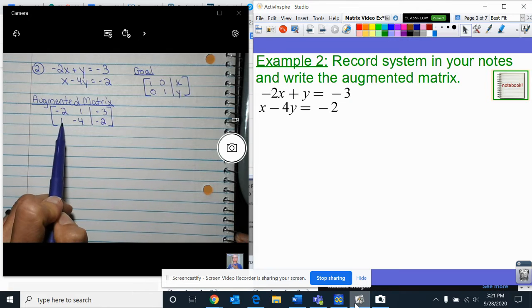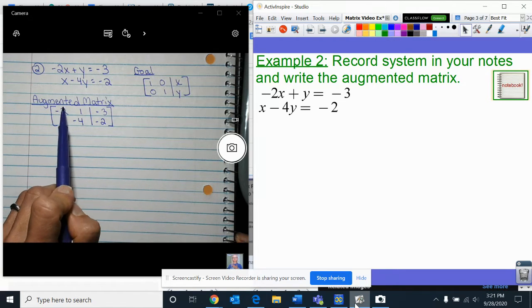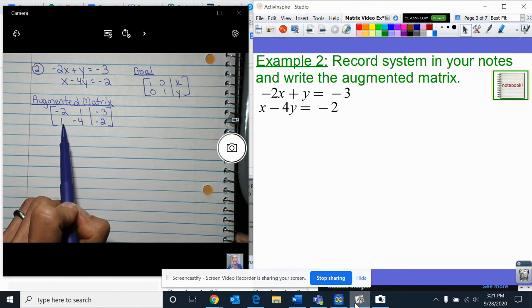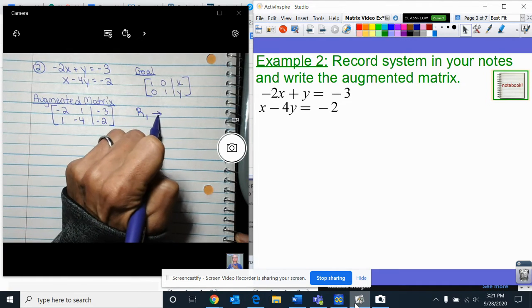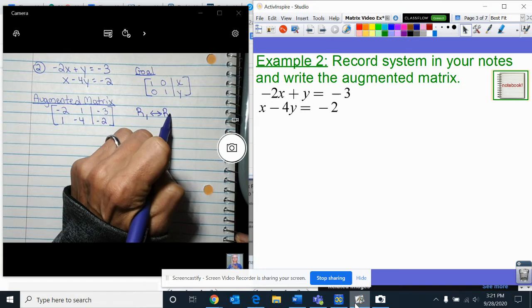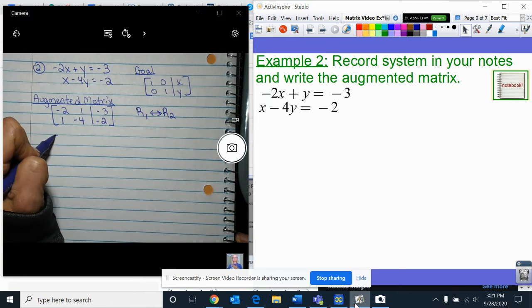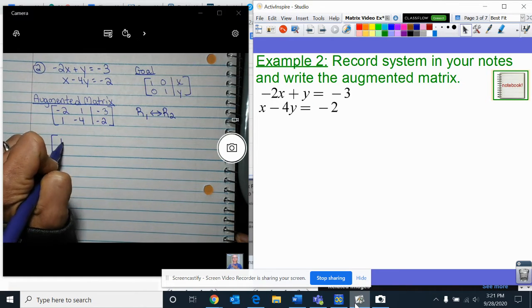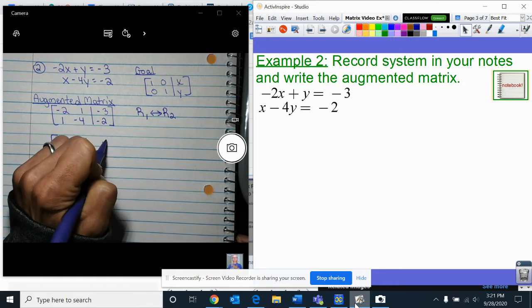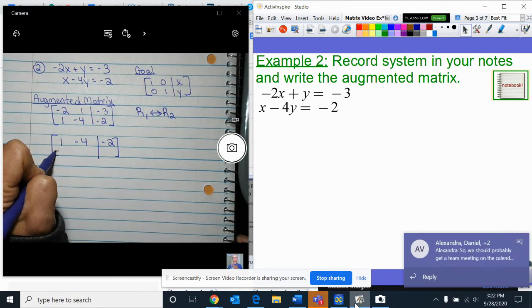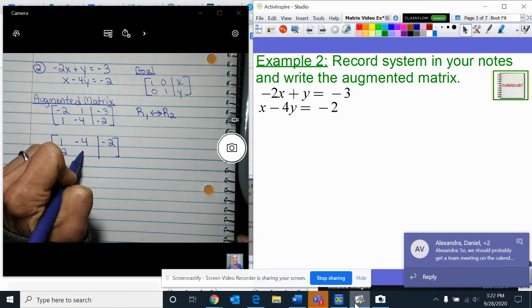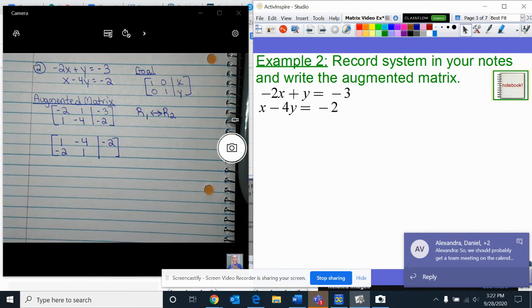row. Well, notice that if I switch the rows, the 1s will be in the correct spot. So I'm going to swap row 1 with row 2. That's the first step I'm going to do. So 1, negative 4, negative 2 becomes my first row. And then negative 2, 1, negative 3.